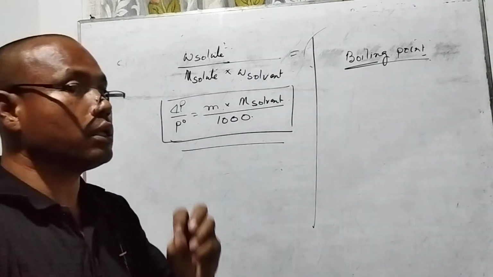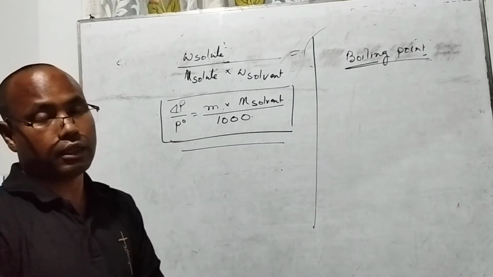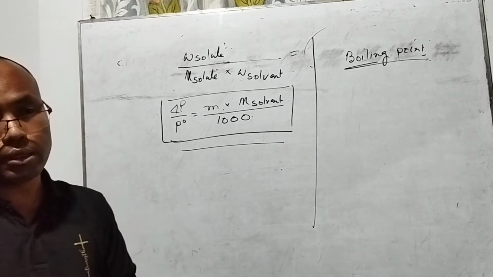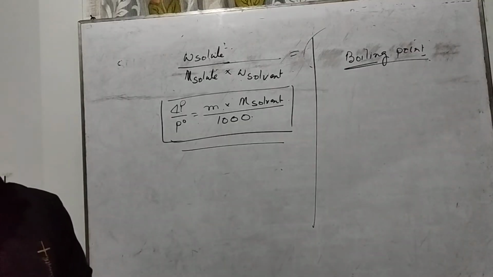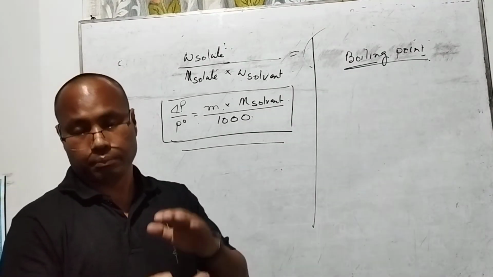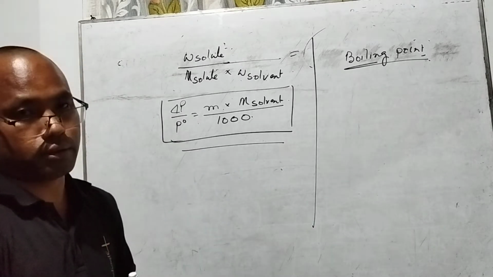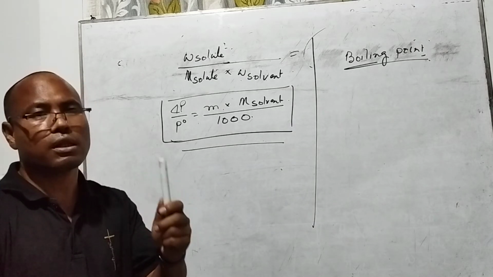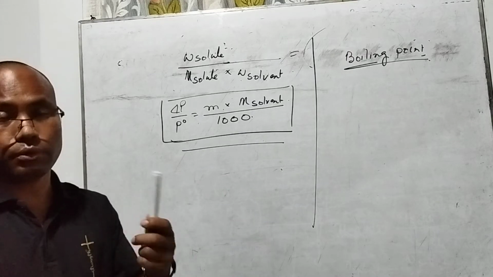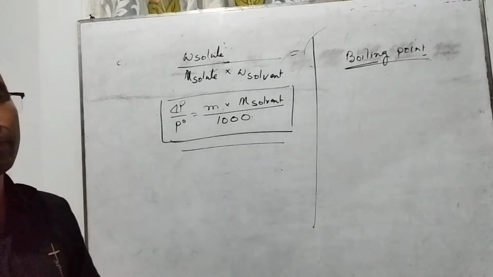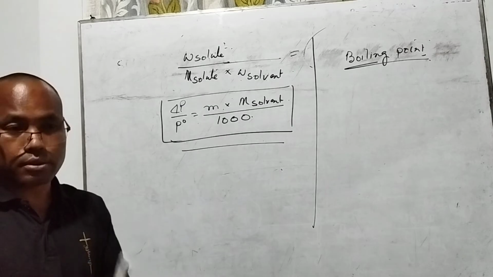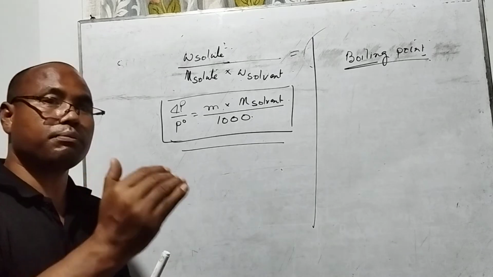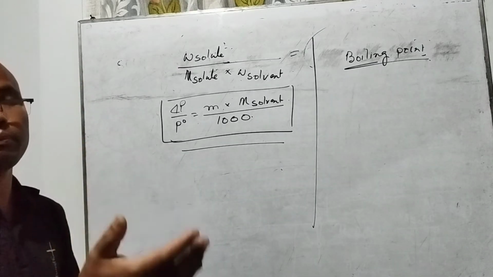That means those liquids having low vapor pressure will have a high boiling point. The more the vapor pressure is lowered, the higher the boiling point should be. Keep that in mind. The vapor pressure of the solution is always lowered on addition of our solute, so obviously the boiling point of our solution will be increased.